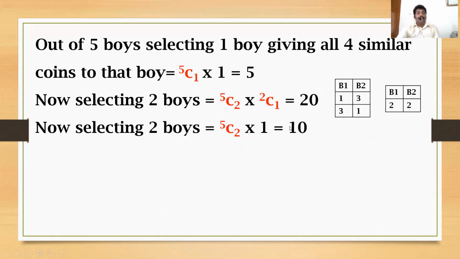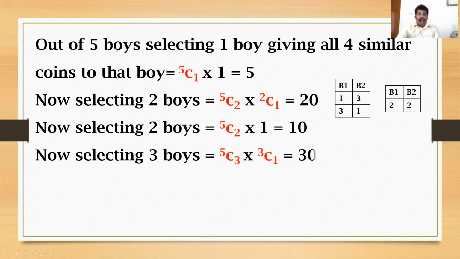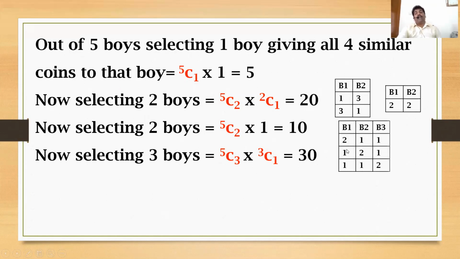Next case is selecting 3 boys. Out of 5 boys, we have to select 3 boys. This can be done in 5C3 ways. For 3 boys, how many ways can we give? Like this we can give. So 2, 1, 1 because 4 gifts are there. So 4 coins are there here, 4 similar coins. So boy 1, boy 2, boy 3.